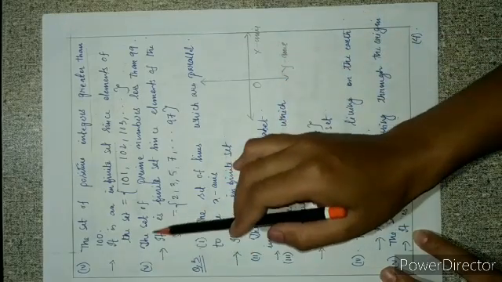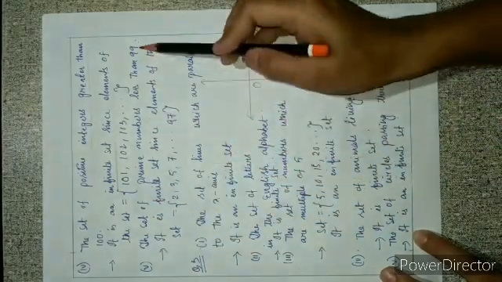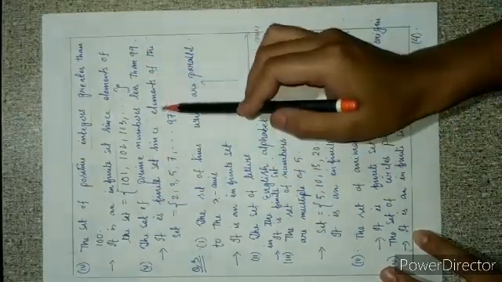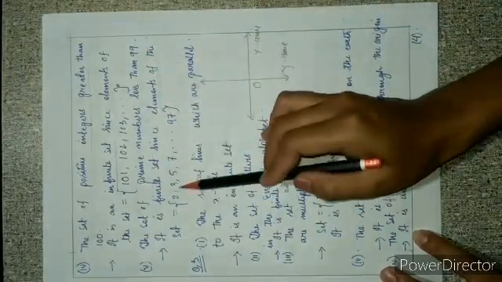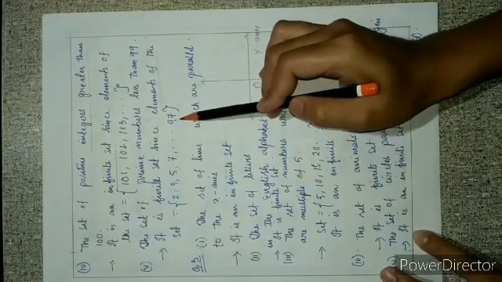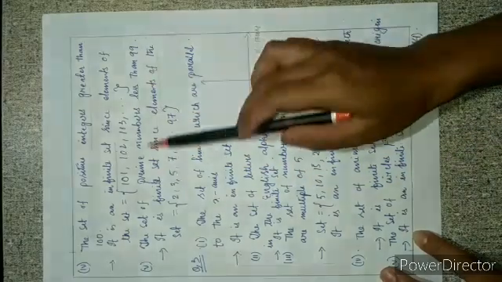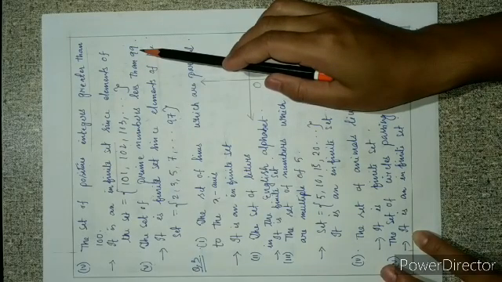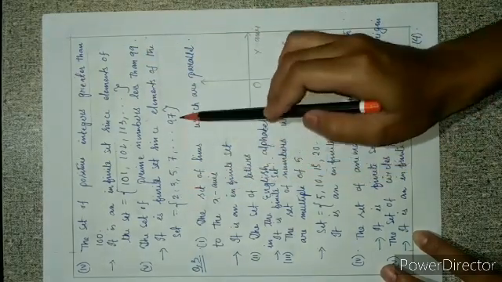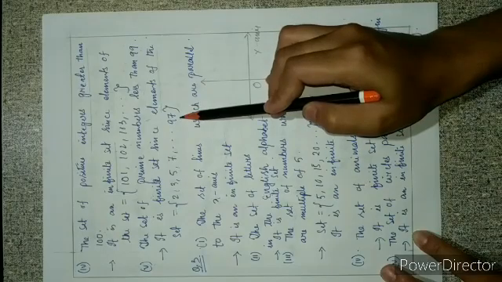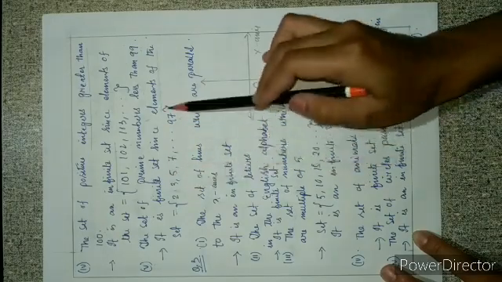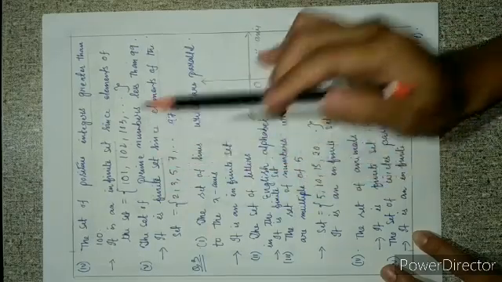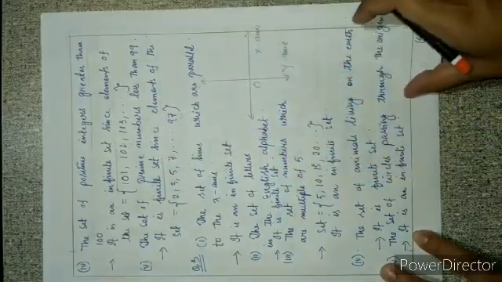Then Roman number 5. The set of prime numbers less than 99. The elements of this set are 2, 3, 5, 7 and the last element is 97. The elements are countable, or the given set is countable, and it is called a finite set.